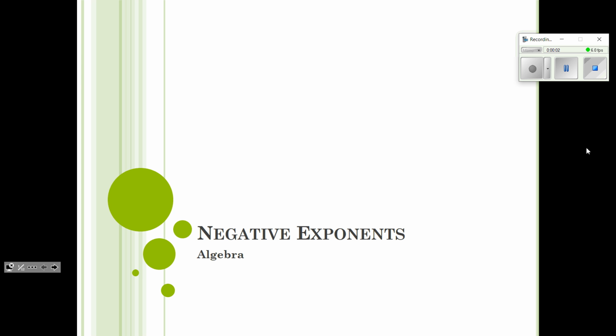Today's lesson, we're actually going to be starting a series of lessons on exponents. How to simplify with exponents, multiply, divide, what to do with radical exponents. So the next several lessons are going to be on exponents. We're going to start with negative exponents today.